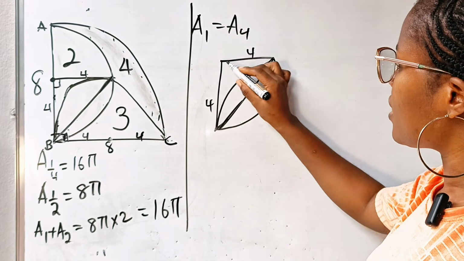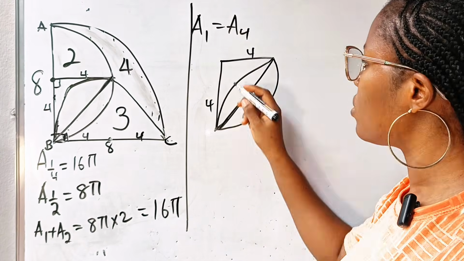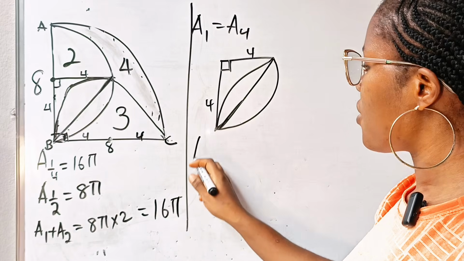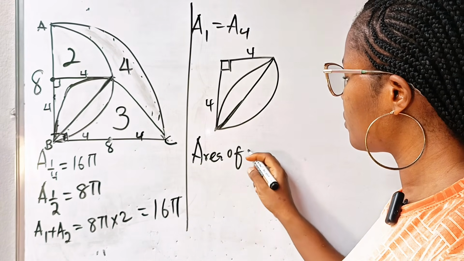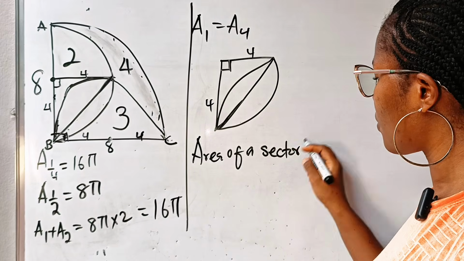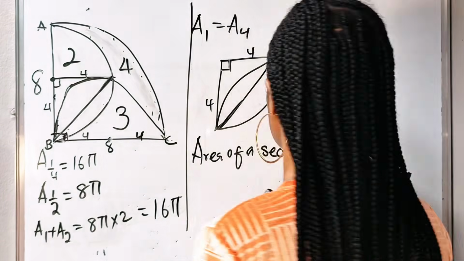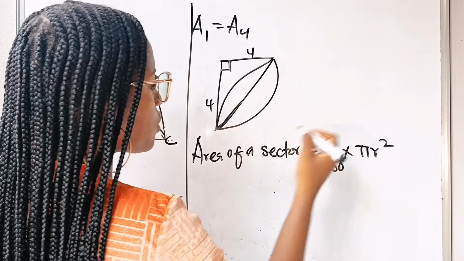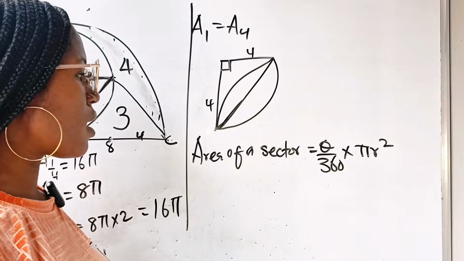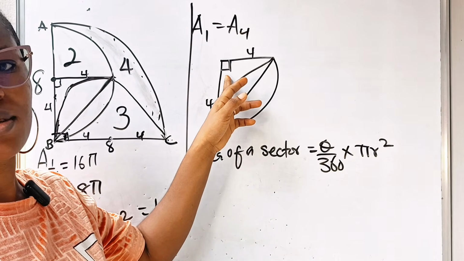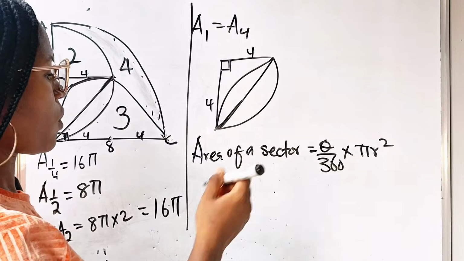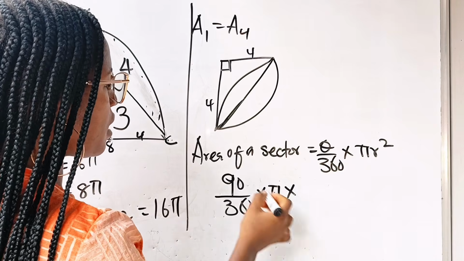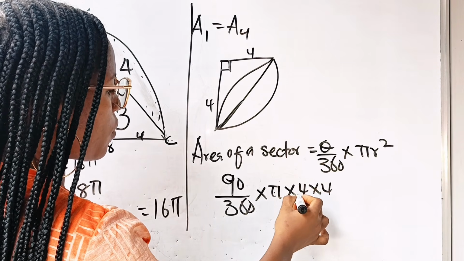Now you can see that what we have here is a sector of a circle where theta is equal to 90 degrees. Now the area of a sector is equal to theta over 360 times pi r squared. In this case, our theta is 90 degrees, so we have 90 over 360 times pi times the radius, which is 4, 4 times 4.